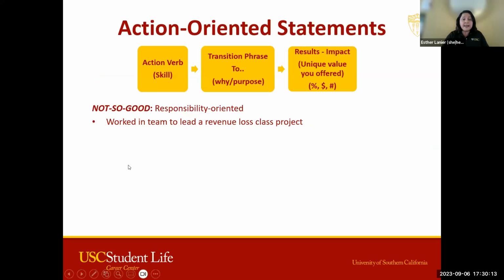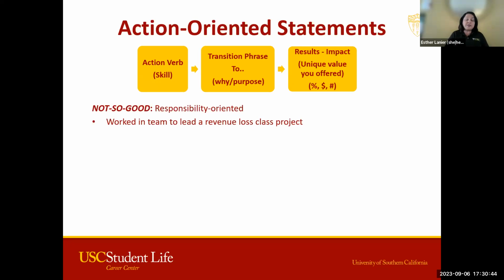So based off of that, you want to make sure that you are using the action-oriented statements. And so again, here's that formula I mentioned earlier. So here's an example. So if I want to say that I'm qualified for that particular position, but I just write on my resume, worked in a team to lead a revenue loss class project, or it could be any experience that you bring to the table. I mean, okay, worked in a team. Well, first of all, worked is not an action verb, right? And so at least you said a team, a revenue loss, class project. Okay, it doesn't give me enough information.